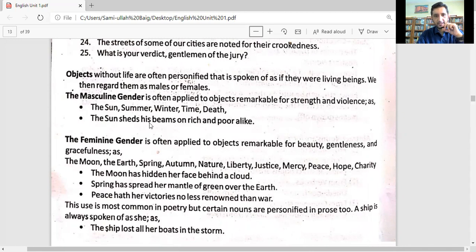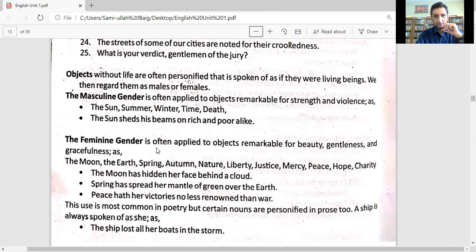Now, what are the rules that guide the assigning of gender? The masculine gender is often applied to objects remarkable for strength and violence. As you know, males, boys are known for their strength, they build their strength. Bodybuilding is a sport they pursue, and violence, they commonly fight with each other and other people as well. So anything that has strength and violence, we assign the masculine gender. For example, the sun is powerful. Summer, winter, time, death, these are all assigned the male gender.